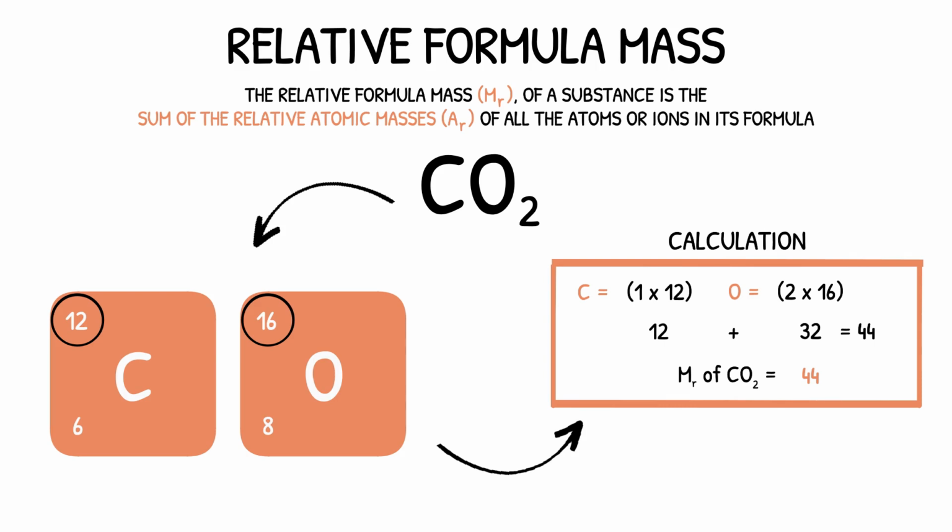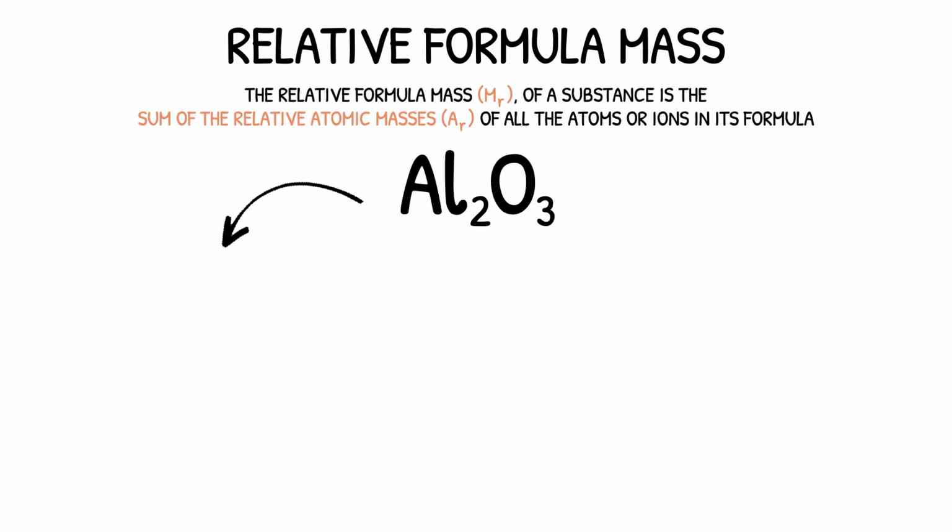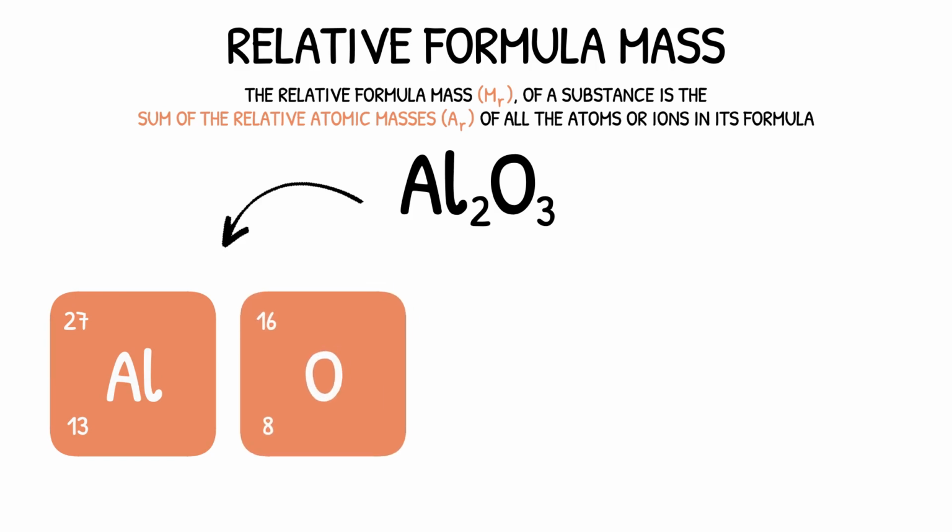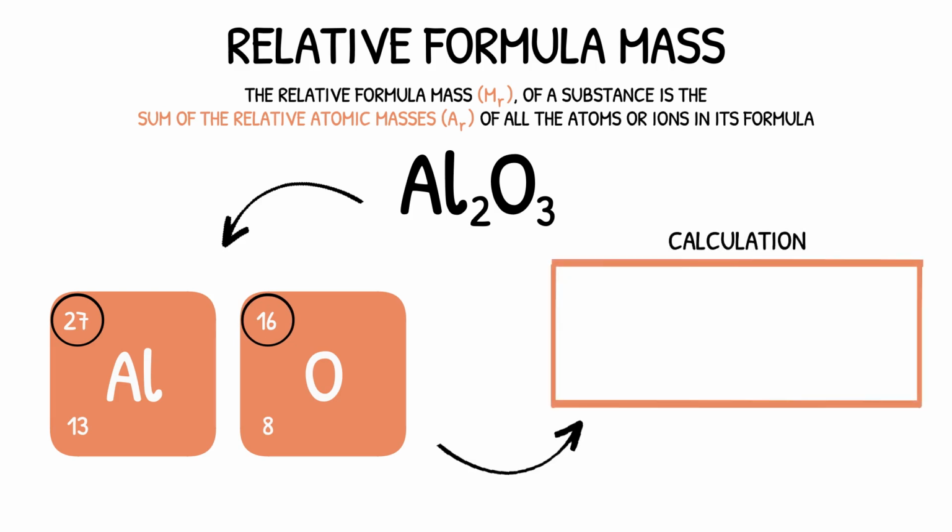Let's take a look at one more example. Now here, we have the chemical formula for aluminium oxide, which contains the elements aluminium and oxygen. Looking at the element symbols for both of these elements, we know that aluminium has a relative atomic mass of 27, and oxygen has a relative atomic mass of 16. We can now use these values to carry out our calculation.